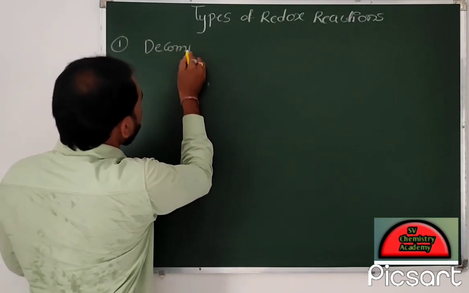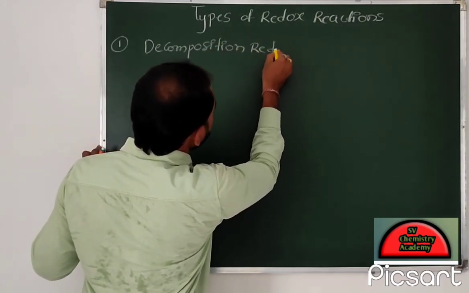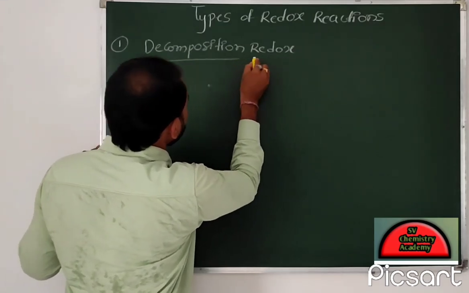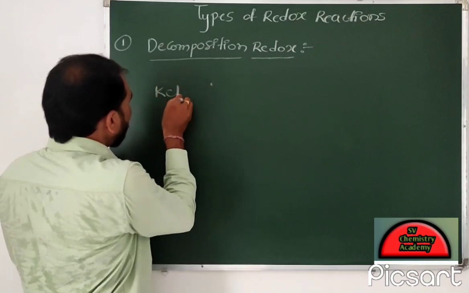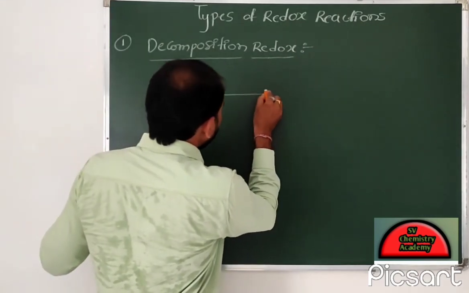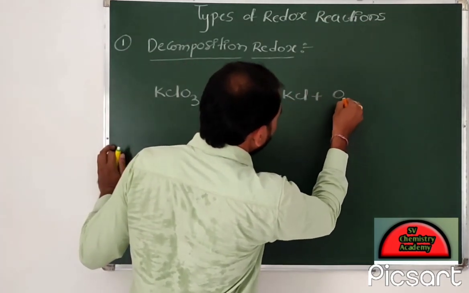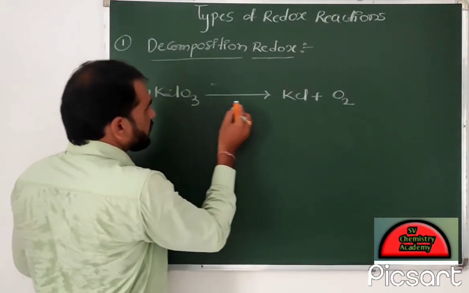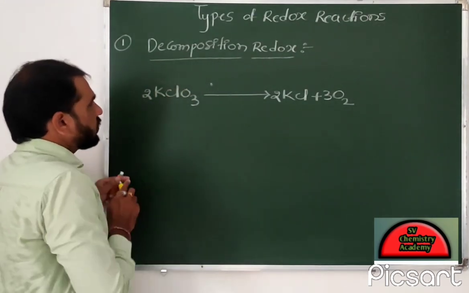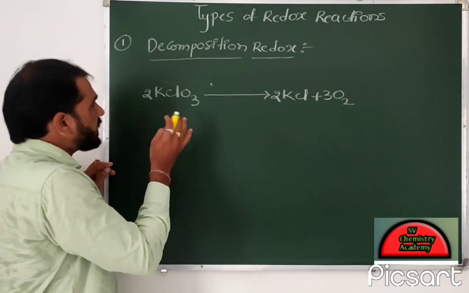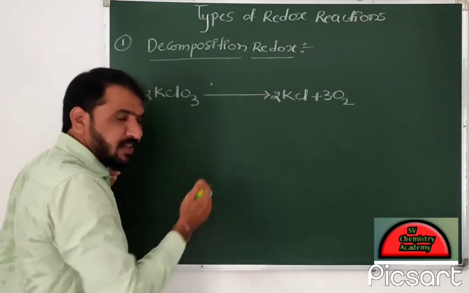Then coming to the first type of redox reaction: decomposition redox reaction. Here, KClO3 undergoes decomposition, resulting in KCl and O2. If we take 2 moles and 3 moles, we balance the equation. Coming to oxidation state, we need to identify the individual oxidation states of the atoms present in the molecules on both sides, reactant side and product side.